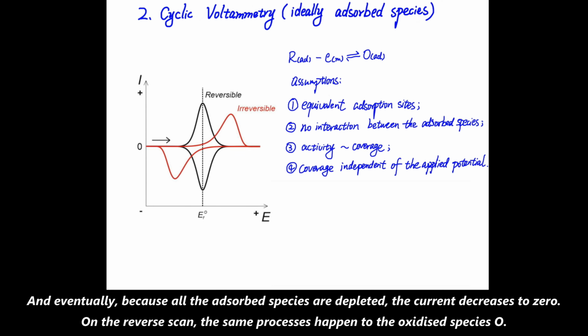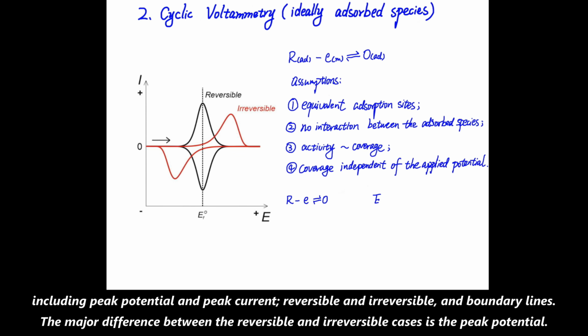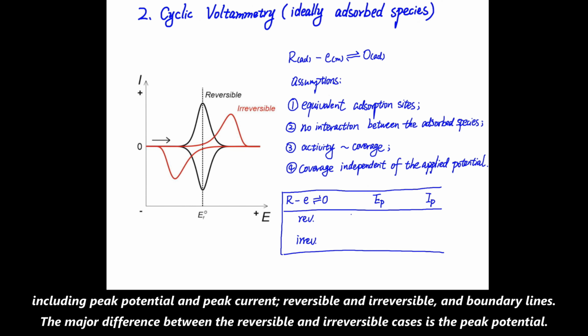On the reverse scan, the same processes happen to the oxidized species O. The voltammogram of the ideally adsorbed species is mainly characterized by its peak potential and peak current. So we draw the box for the one-electron oxidation, including peak potential and peak current, and the reversible and irreversible boundary lines. The major difference between the reversible and irreversible cases is the peak potential.